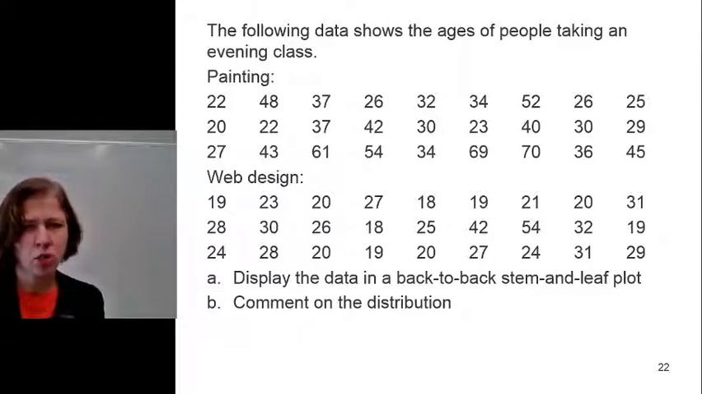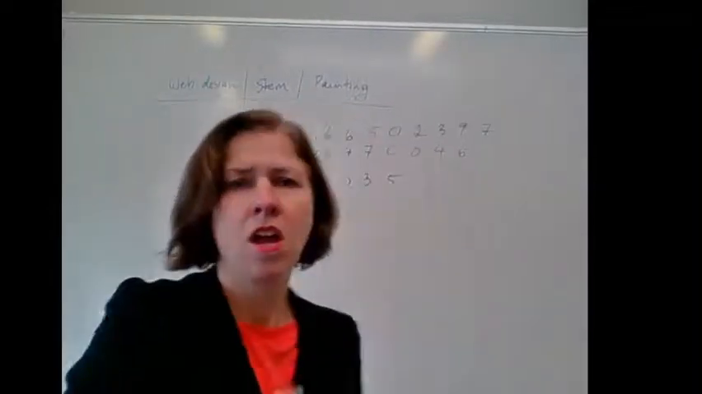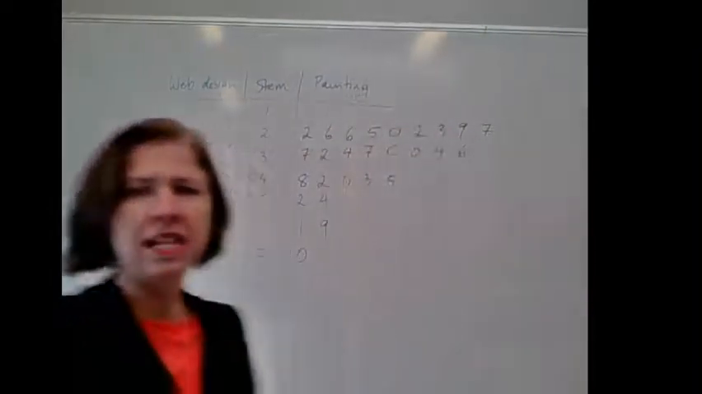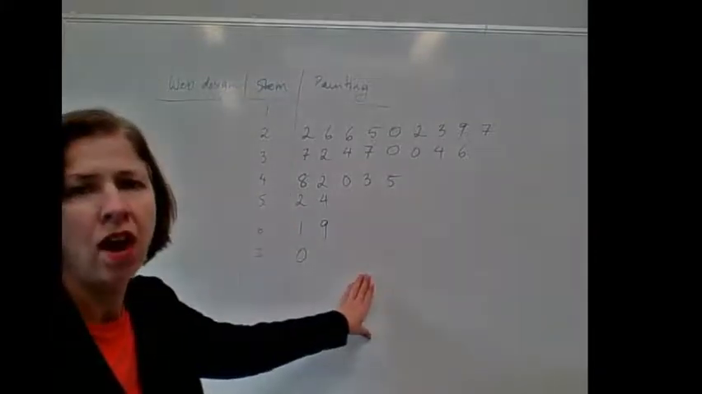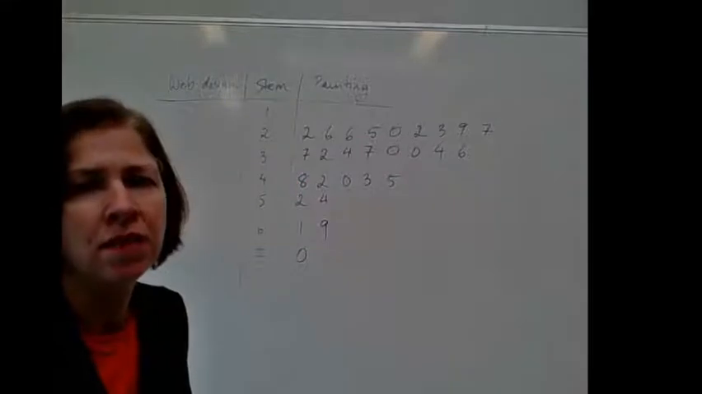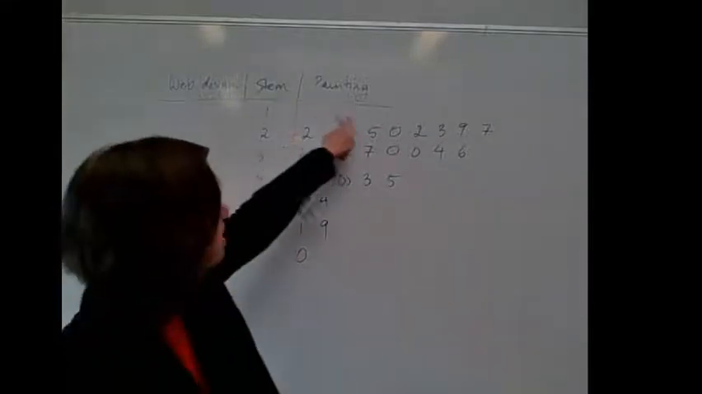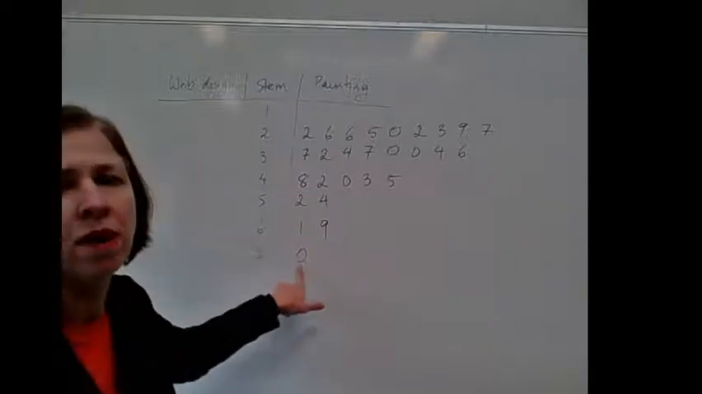All right, so what I'm going to do now is put those numbers up. I'll just pause it while I do it. All right, so far what you can see is I've got the numbers up there from the painting class. I haven't yet done the web design and I haven't ordered the numbers yet. But as you can see, there's nothing here in the teens, and then I've got numbers that go all the way up to the 70s.